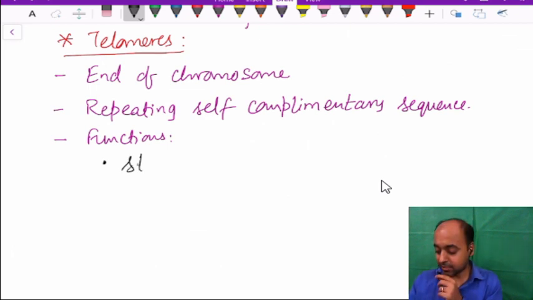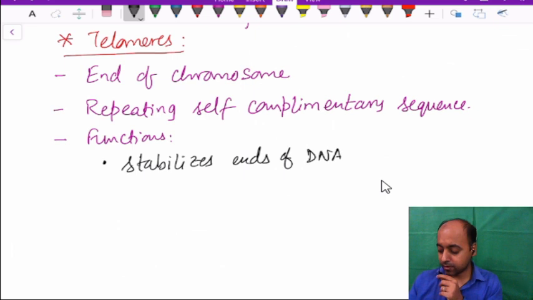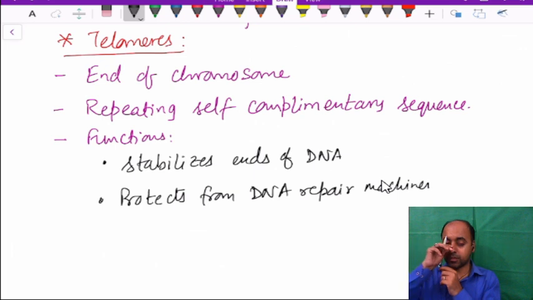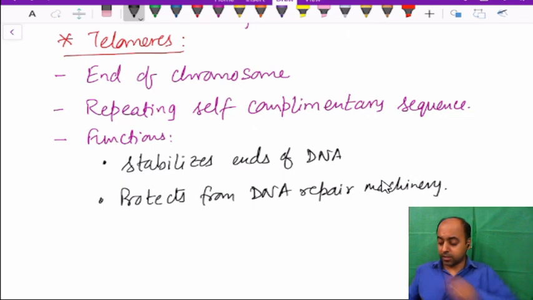It stabilizes the ends of DNA and it protects from DNA repair machinery. So telomeres are the end of chromosome. They are a repeating self-complementary sequence, and they protect from DNA repair machinery. They stabilize the end of DNA. What do you mean by they protect from the DNA repair machinery?